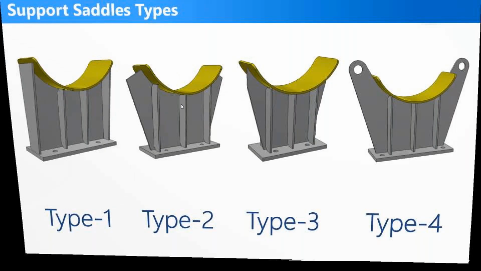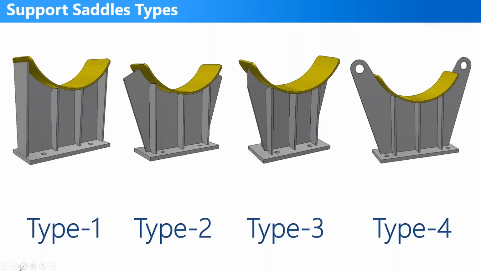Here, there are main 4 types of the saddle. The first type is the saddle with the width of the saddle with edges without any straight edges like this or that, without lifting lug, and you have the ability to add outside trips.